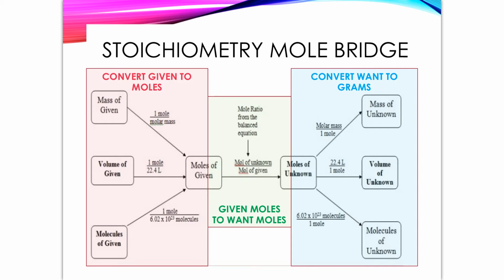But notice the pathway always goes through the molar ratio in the middle. So for today, we're going to go from grams of given to moles of given to moles of want or unknown to grams of want or unknown. And that's what we're going to be focusing on for the next few minutes.